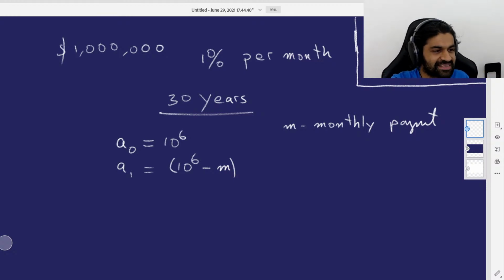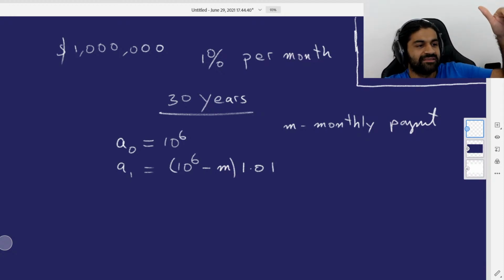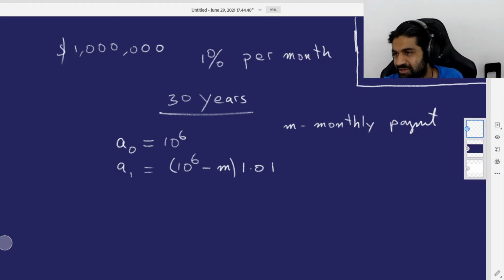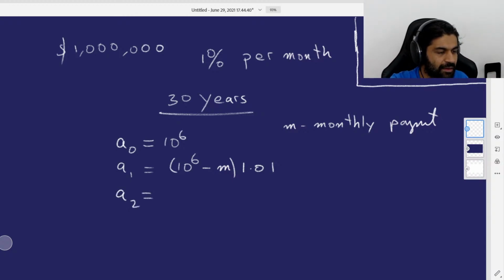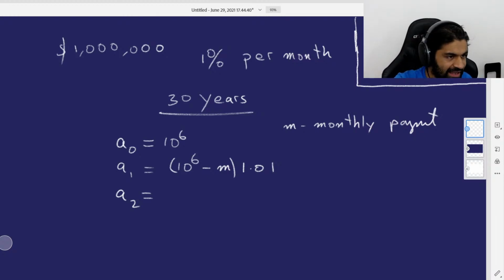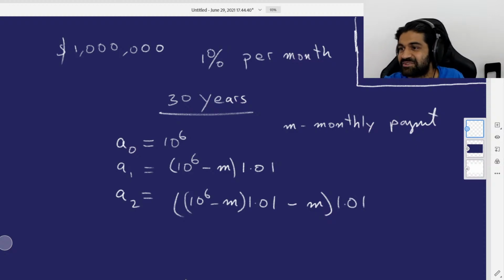Then you would multiply this by 1.01, because if the bank is charging you 1% per month, then the amount will go up, you need to multiply by 1.01. It's a 1% interest plus whatever the original amount was. That's why you're multiplying by 1.01. In the next month, what's going to happen? Well, this is now what you owe. Agreed? And so, again, you'll have (10 to the 6 minus M) times 1.01, and then you subtract off another monthly payment, but of course the bank charges an additional 1.01 in interest.